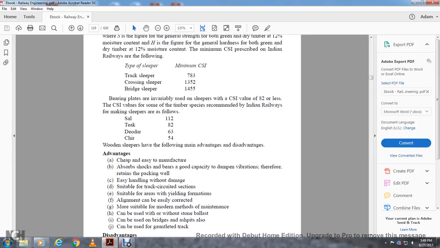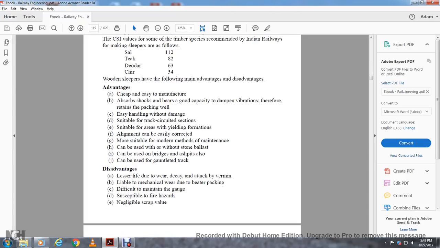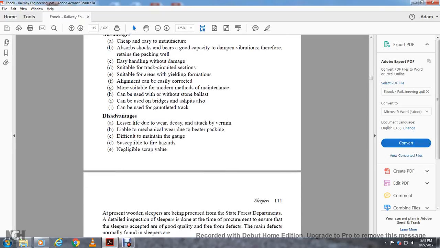Wooden sleepers have the following main advantages and disadvantages. The advantages: cheap, easy to manufacture, absorb shock, good capacity for dampening vibration, therefore retaining the packing well, easily handled without damage, suitable for track circuited sections and for areas of yielding formation. Alignment can be easily corrected, and they are more suitable for modern methods of maintenance. Disadvantages: less life due to wear, decay and attack by vermin, liable to mechanical wear due to beater packing, difficulty in maintaining gauge, susceptibility to fire, and negligible scrap value.